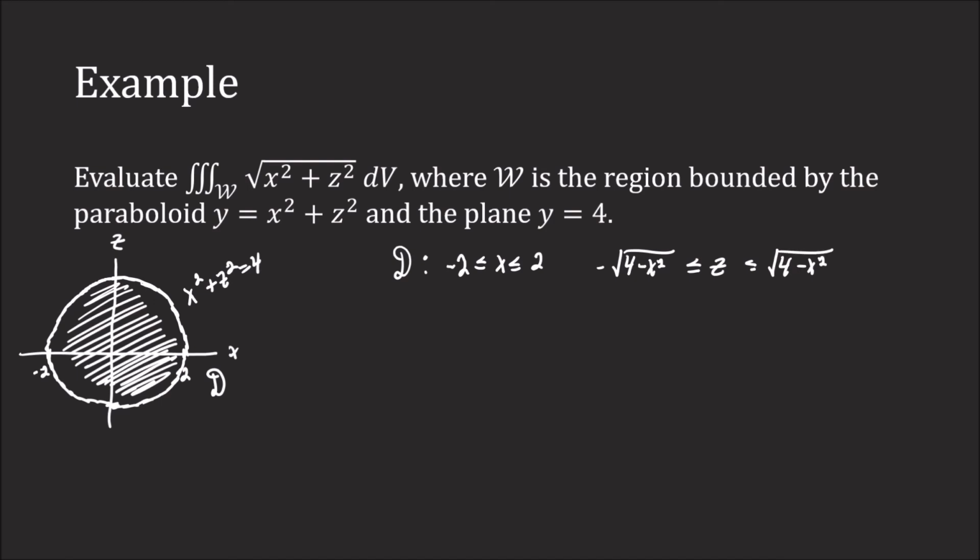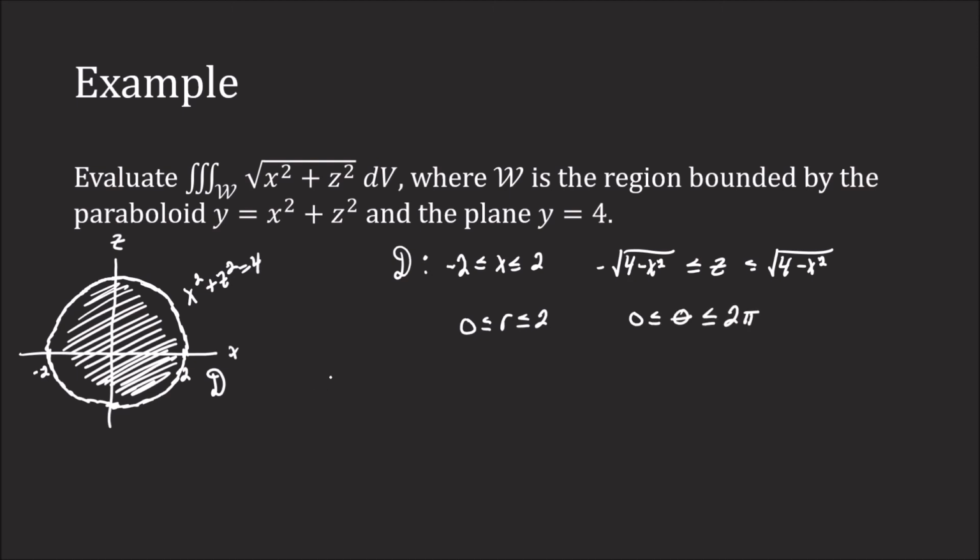Now here it is definitely beneficial to express D in terms of polar coordinates, right? So when we go to set up our double integral, it will integrate with respect to y, and then we have polar. If I express this in polar, 0 would be less than or equal to r less than or equal to 2, and 0 less than or equal to theta less than or equal to 2 pi.